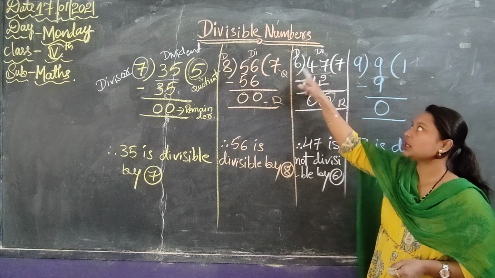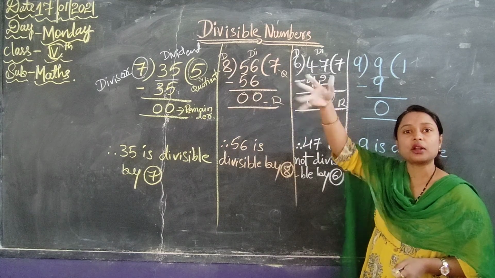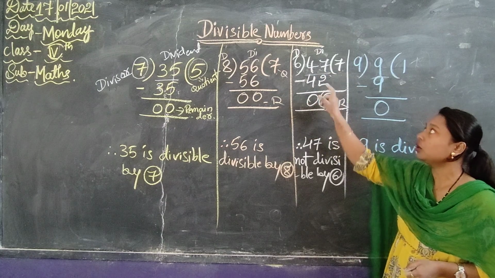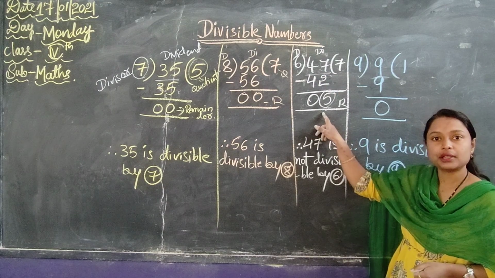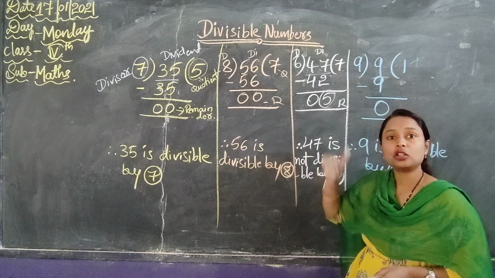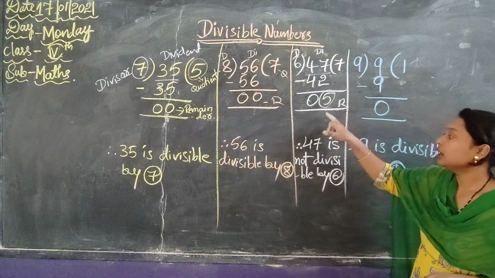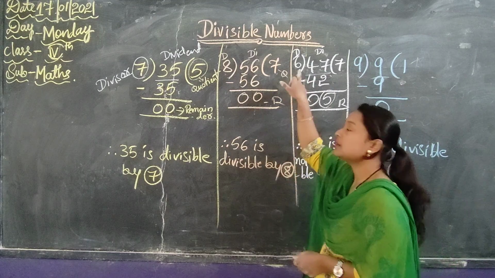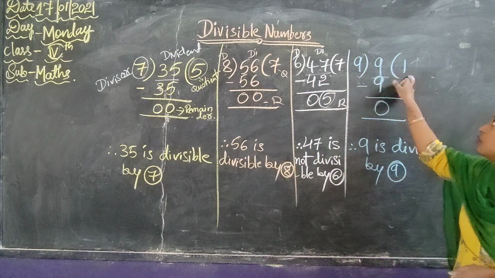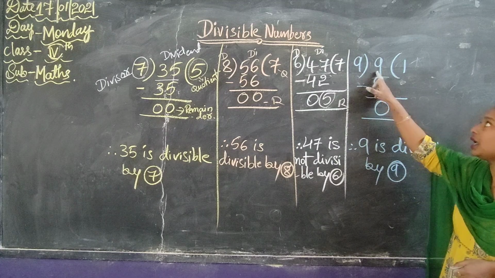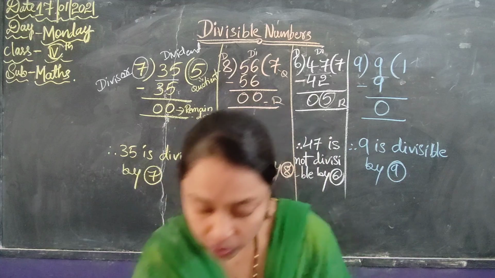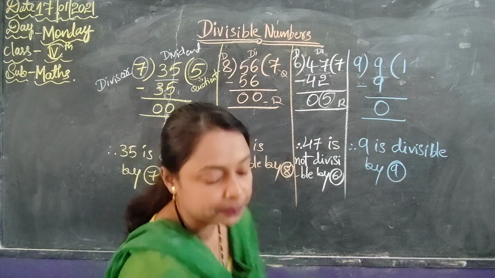Here 47, 6 7s, 47 is not there. That's why we have taken the nearest number. 6 7s are 42, minus 5 is remainder. That's why 5 remainder, not 0. That's why 47 is not divisible by 6. And 9 ones are 9, 0 came. That's why 9 is divisible by 9. So like this we have to find. Now coming to the next part.